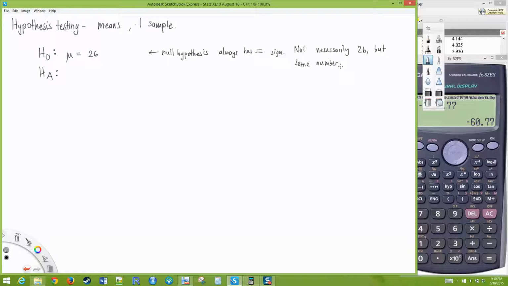And so for some number it will be mu 0, okay? Just like for proportions we said p is equal to some number p0, here it's mu is equal to some number mu 0. And then the alternative will be mu not equal, or mu greater than, or mu less than, whatever that number is. Use the same number as in the null hypothesis, just change to not equal, or greater than, or less than. Okay?